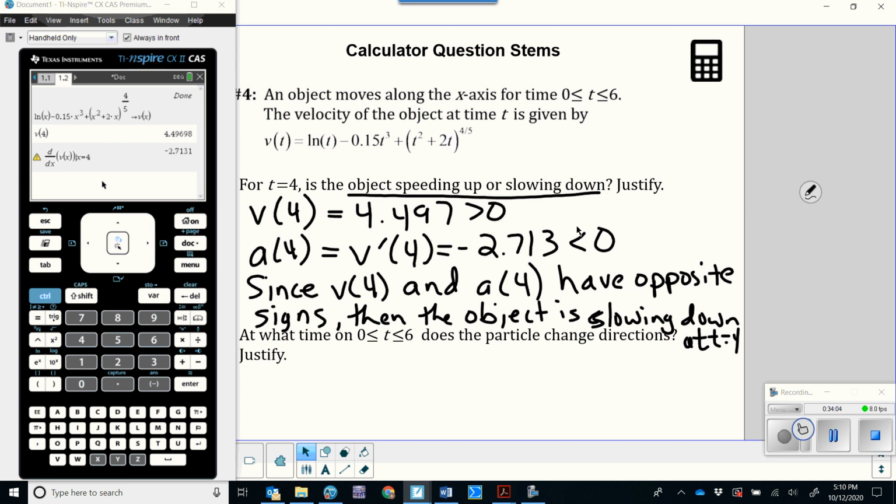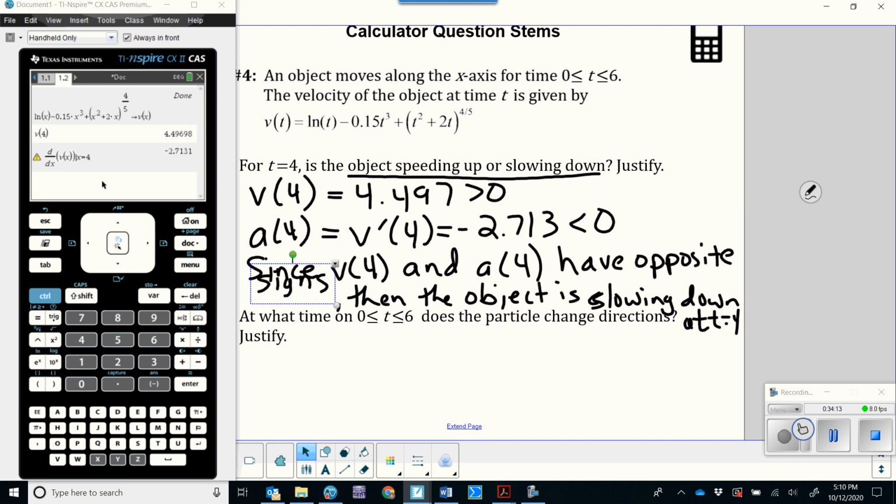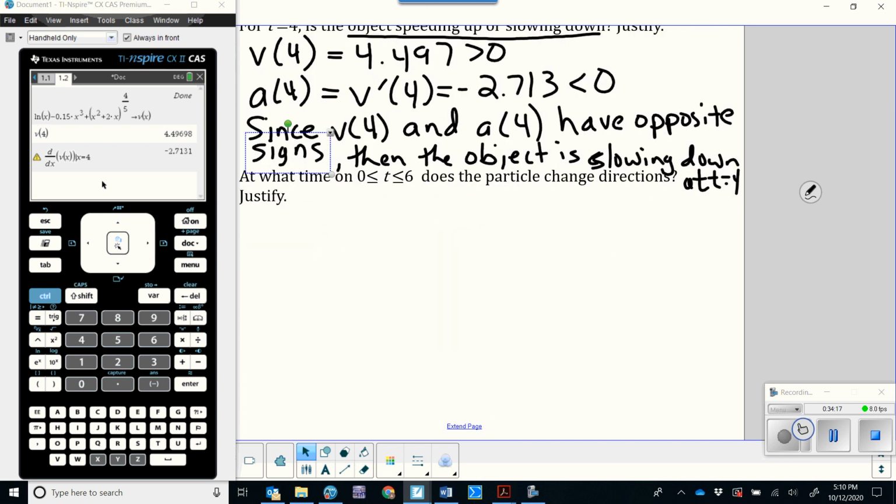Okay, so that's all we have to do. So just remember, that's what's really nice about the calculator questions, is you can let it do all of that nice stuff for you instead of you trying to do all of that work and do those derivatives and everything. Let it do the work and just show that you did it, that you did v of 4 and you did a of 4 and so on. Okay, then the next question is, when does the particle change directions?